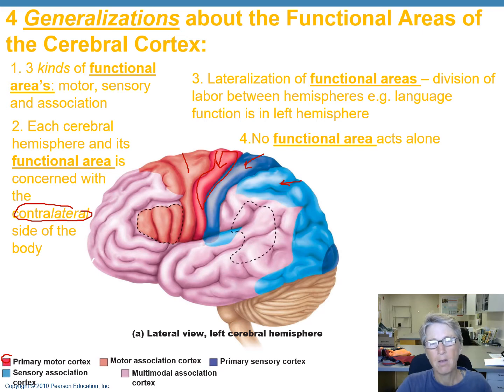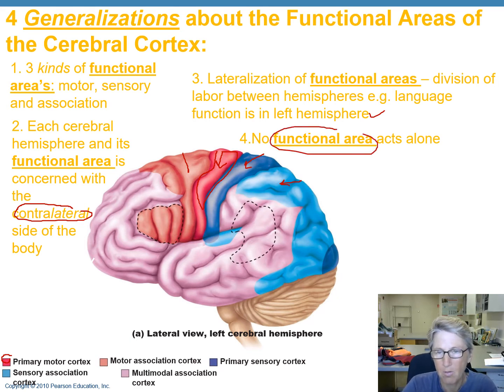And then all these functional areas of the cerebral cortex have a division of labor between the two cerebral hemispheres. For example, language function is in your left hemisphere. And I think we have a cartoon that shows all the different areas in each hemisphere. But even though you can carve these up and say language is on the left hemisphere, no functional area acts alone, so everything is interconnected.